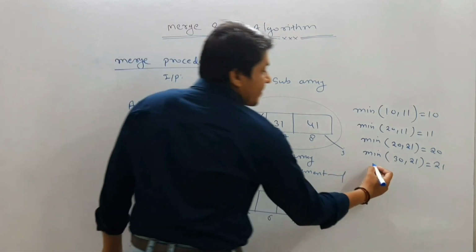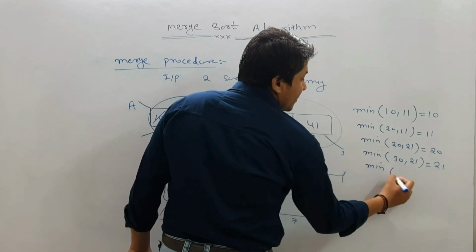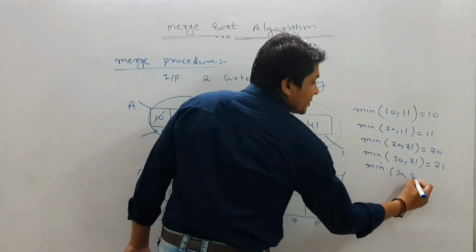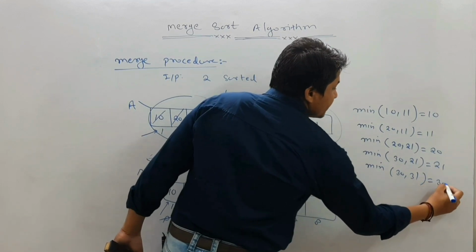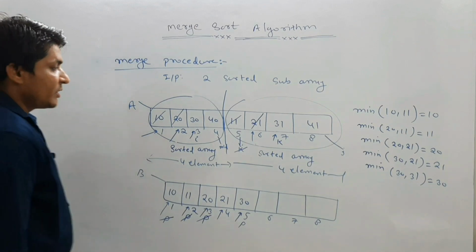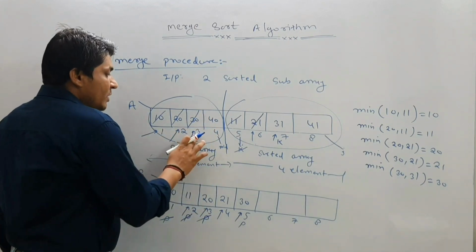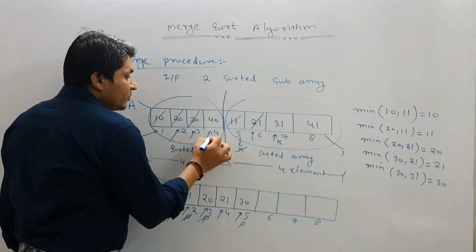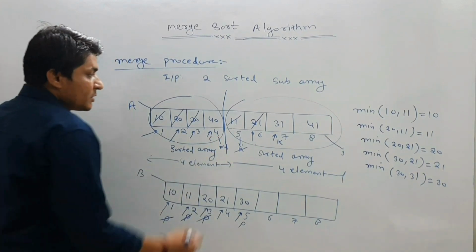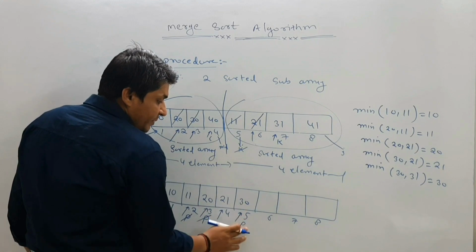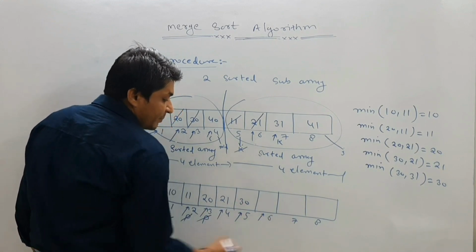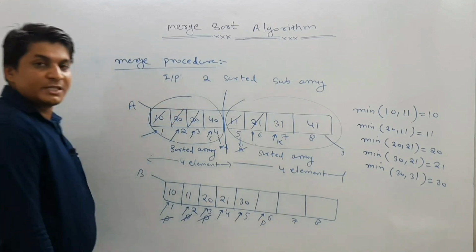So minimum of 30 comma 31. Which one is minimum? 30 is minimum. So let us copy 30 at location 5. Correct? So now we have already copied 30, so i will be incremented and will start pointing to the next location, which is location 4. Now p will start pointing to the next location, so let us increment p. So p is pointing to the next location, which is 6.